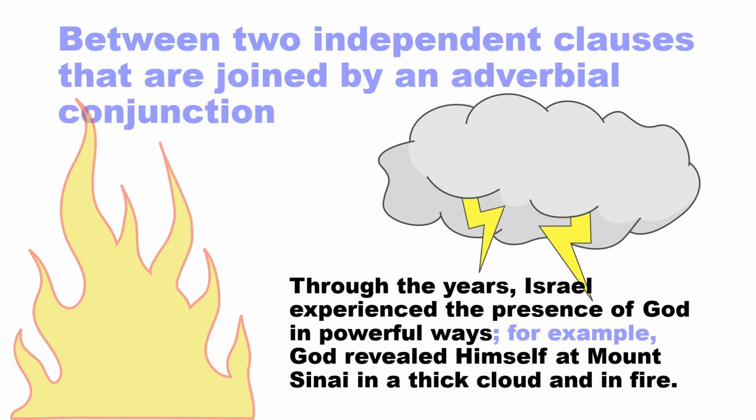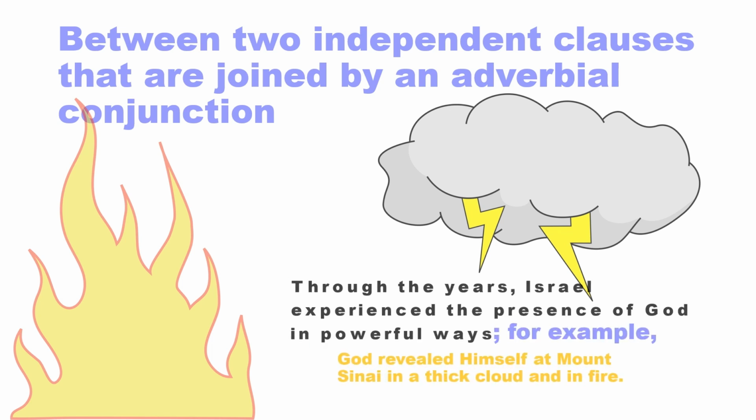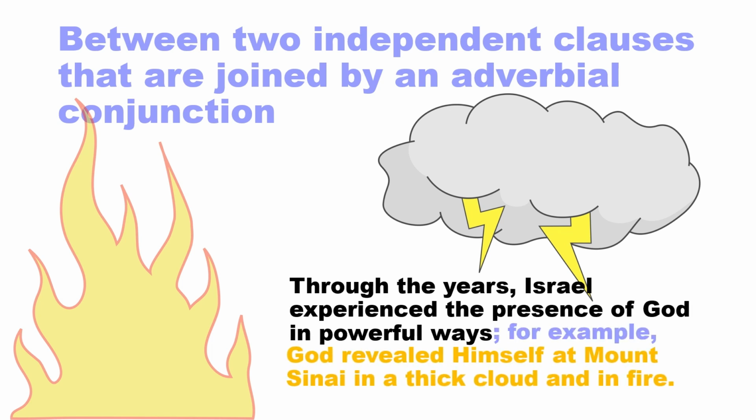And here's another sentence with two independent clauses with the semicolon, adverbial conjunction, and the comma. Through the years, Israel experienced the presence of God in powerful ways; for example, God revealed himself at Mount Sinai in a thick cloud and in fire. Remember that with the semicolon between two independent clauses, you can break the sentence in half at the semicolon, and both parts can live by themselves, make sense by themselves.